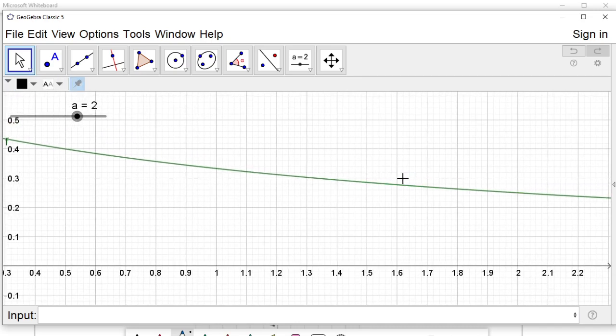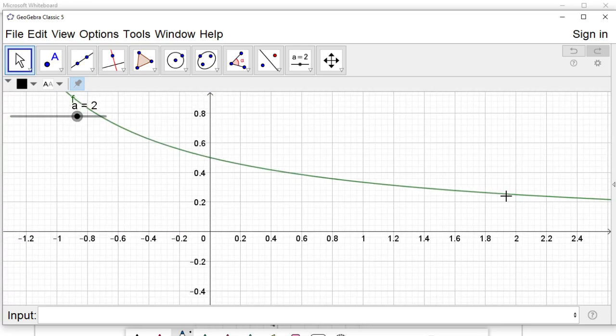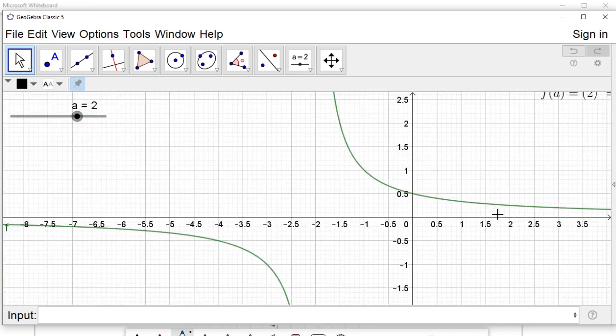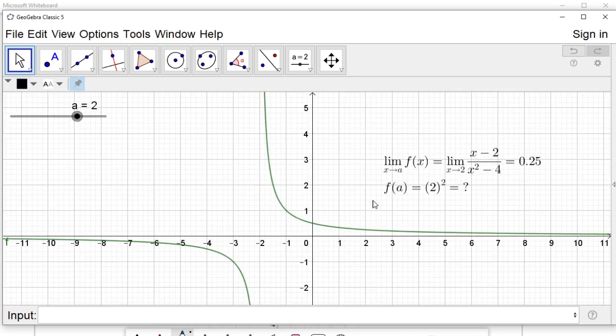The left side's coming at it, the right side's coming at it. They both converge on this particular point, but that particular point isn't there. Okay? And this is sort of the third situation where there's a hole in the function. If the hole exists on an otherwise smooth line, we say the limit exists, even though the function doesn't.